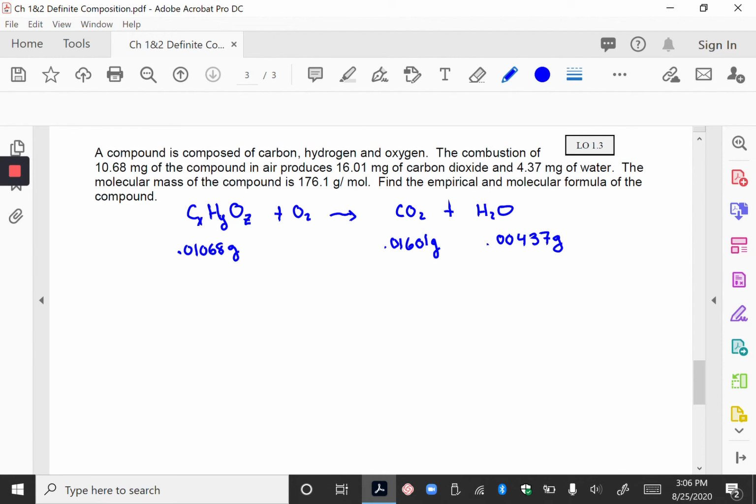And then they want to find the empirical and the molecular formula. So let's think about this. We want the empirical and the molecular formula. So that means we want X, Y, and Z. Remember, those are the ratio of atoms or the ratio of moles. Easier to find moles. So all we need is to find the moles of carbon, moles of hydrogen, moles of oxygen, right? So let's try to figure out how we're going to do that. I'm going to start with moles of carbon. How would I find the moles of carbon in here? Well, I'm given grams of the carbon dioxide that's produced. I can use this to find moles of CO2 and then moles of carbon. So let's try to do that.